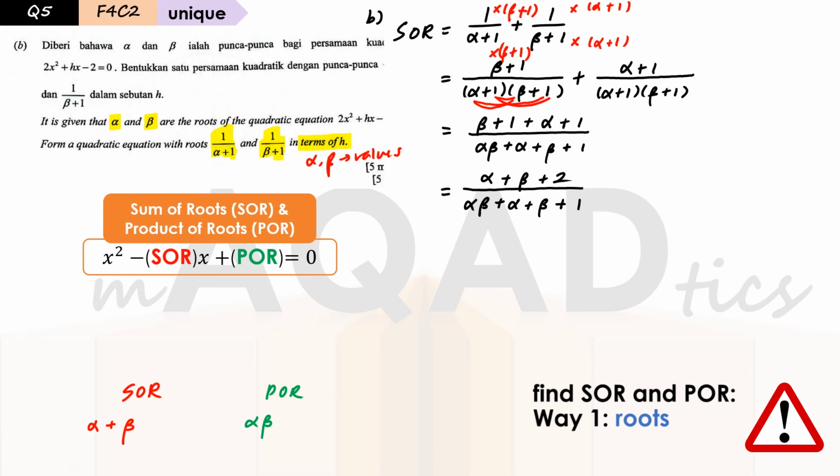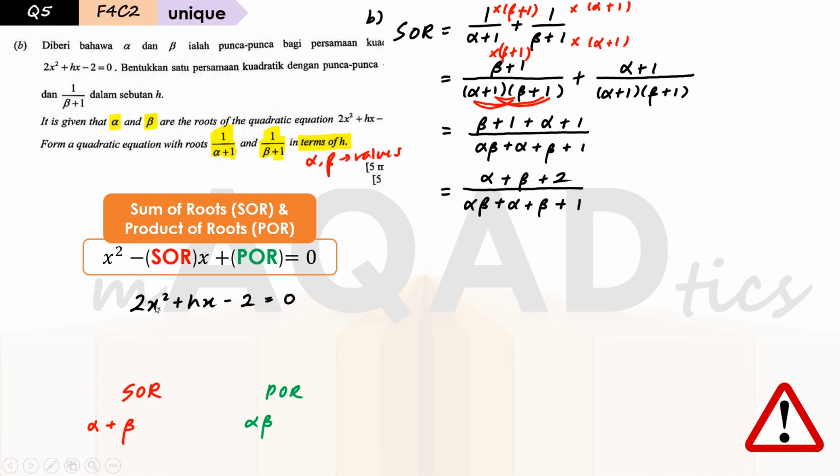Now, the second way is we can use the quadratic equation here. Let us put it down here. And from this quadratic equation, let's change the equation a bit so we can compare and find out the value of SOR and POR according to here.